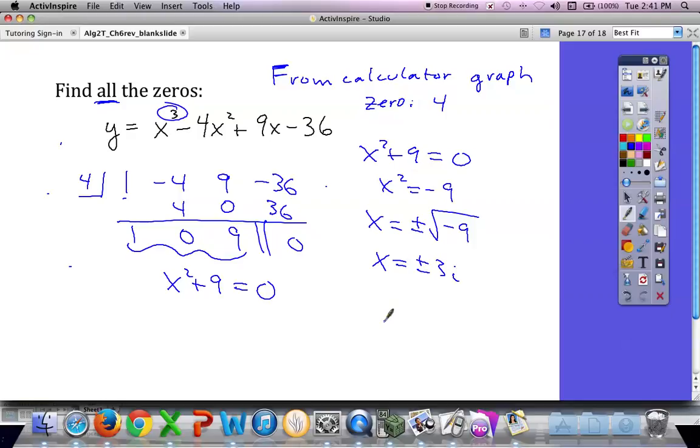If this one we could solve by taking square roots because it did not have a linear term, right? It was just x squared plus 9. If it does have a term in here, then you use the quadratic formula. Some of you will probably use the quadratic formula even with that, which is fine. If you're careful, just make sure A is 1, B is 0, C is 9.